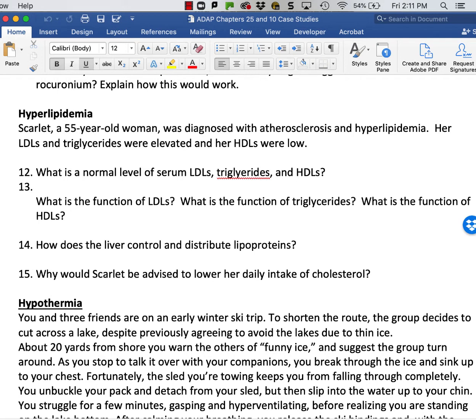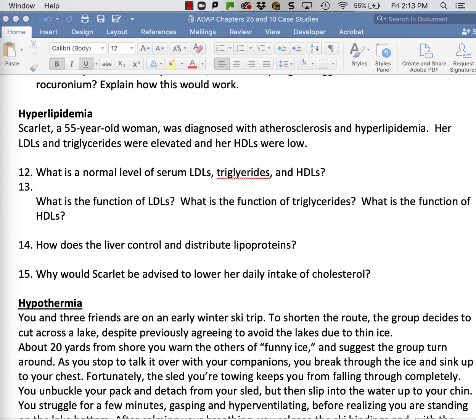How does the liver control and distribute lipoproteins? So the lipoproteins are the LDLs, the HDLs, the intermediate density lipoproteins, and the very low density lipoproteins. The liver plays a central role in lipid metabolism. It serves as the center for taking up lipoproteins from the blood, forming them, and then exporting them to circulation. So it forms these lipoproteins, releases them into the bloodstream, and then takes them back and can even break them down.